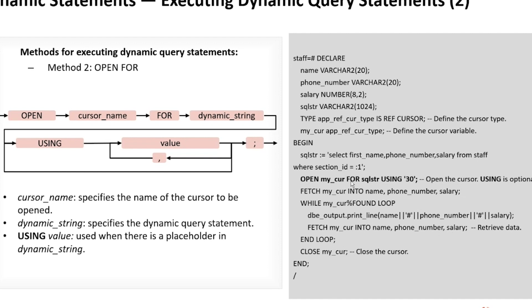We open my cursor for a specific SQL string using 30 as the placeholder. So after the execution of that, the result set of the SQL statement is stored in my cursor. And then we can just write a while loop to go through my cursor and print out each line of the result set.